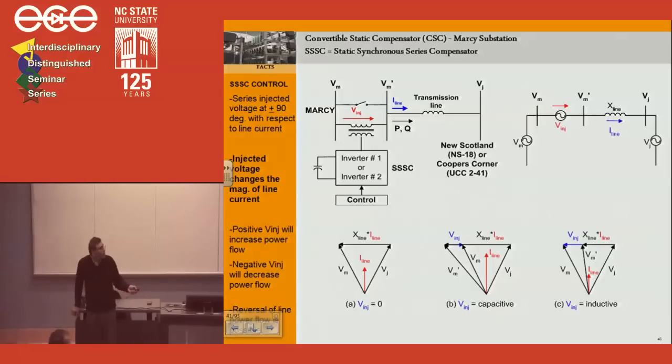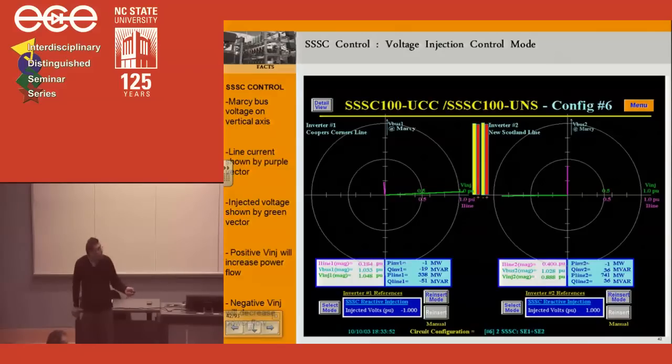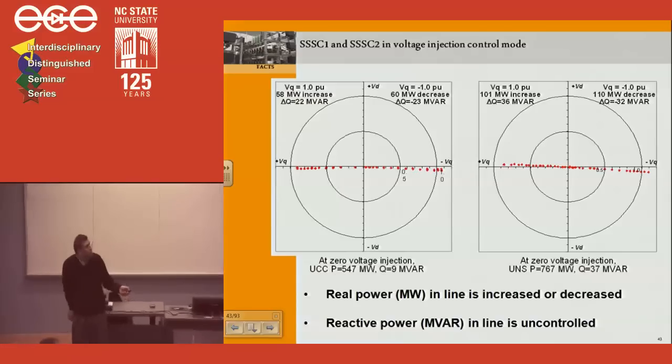Okay. So in series, again, here is the steady state. So the green bars are the voltage injections, and these guys are the line currents. So you see that for the series thing, I said that if we just have one device, then we've got to make sure that there is no power transacted in the device. So that means the voltage and the current have to be in quadrature, or almost in quadrature. Okay. So why do we need this? Because with this thing, we can change the power flow in the line.